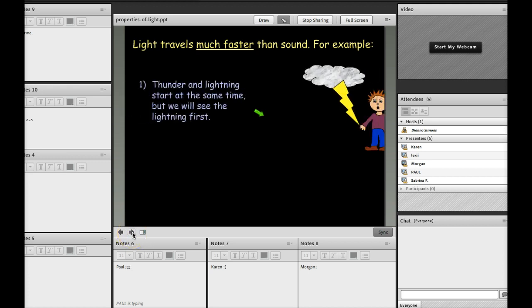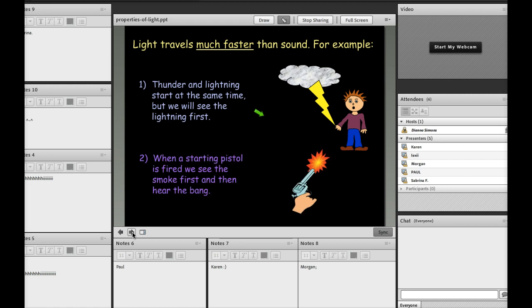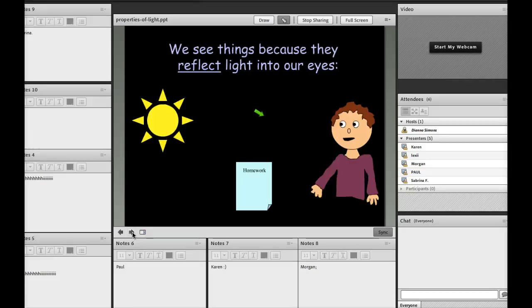I'm ahead of myself. So thunder and lightning start at the same time, but we see the lightning first, right? And then you hear the thunder. Once you see the lightning, if you count before the thunder, you can tell how far away it is, right? And when a starting pistol is fired, you see the smoke, and then you hear the bang. So light travels faster than sound, much, much faster.